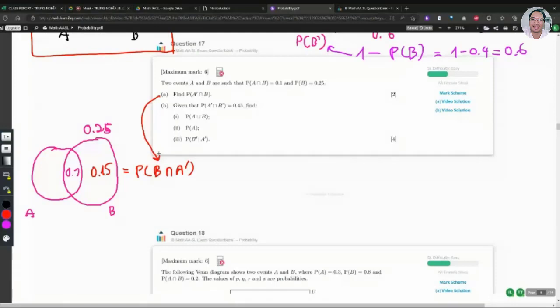B and not A means the two events happen at the same time. Like me and my girlfriend went to a restaurant, something like that, happening at the same time. So it's like 0.15 and not A, that outside part, right? No, your answer to question A is simply 0.25 minus 0.1, which is 0.15.